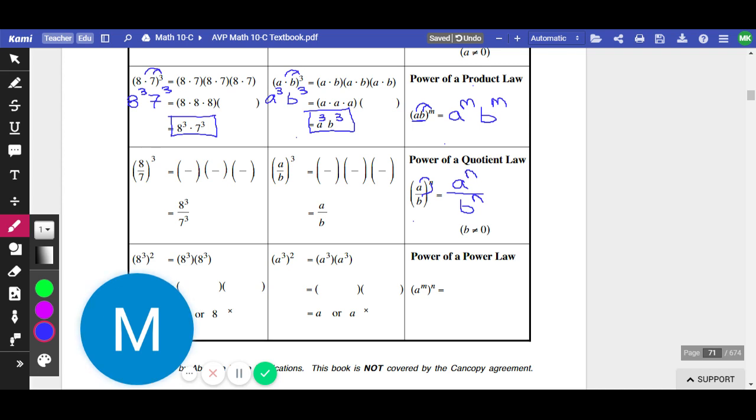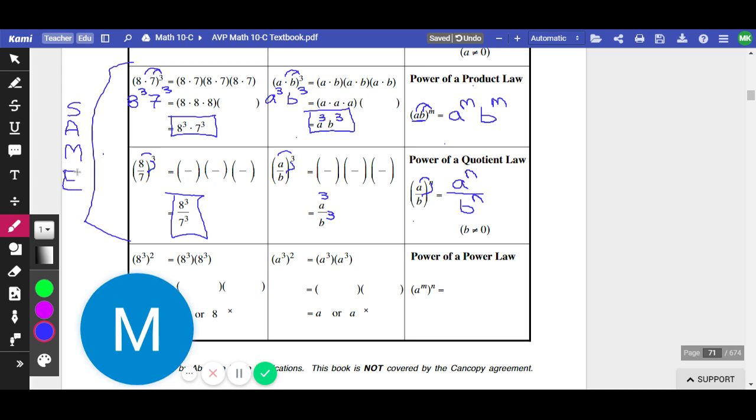With numbers, what this looks like is that the 3 comes into both things. You become 8 to the 3 divided by 7 to the 3. If you have division inside the brackets, the exponent comes into the brackets and becomes a to the 3, b to the 3. I don't know why these two laws are the same. Ooh, they're the same.